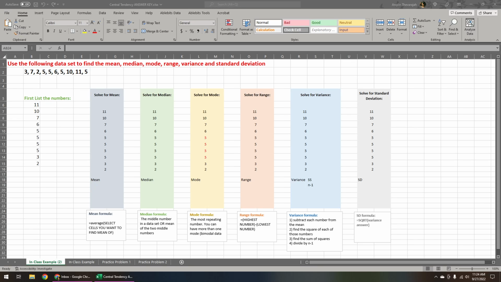Hi guys, okay, let's go ahead and do central tendency using Excel. This is what we did in class. I'm just going to go over it. So the first step in central tendency is to find the mean.